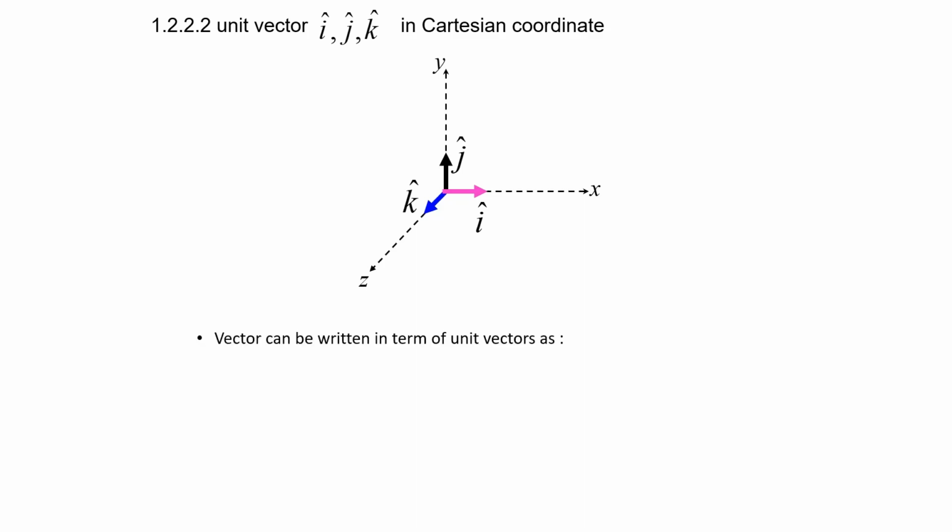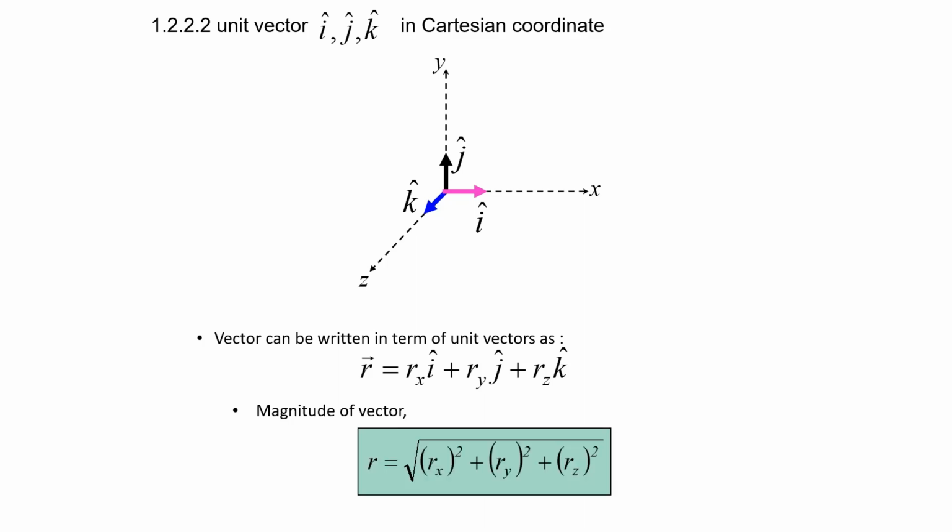A vector can be written in terms of unit vectors. For example, if you were given a vector r, therefore vector r is equal to rx i hat plus ry component j hat plus rz component k hat. The magnitude of the vector can be found by using the equation r is equal to the square root of rx squared plus ry squared plus rz squared.